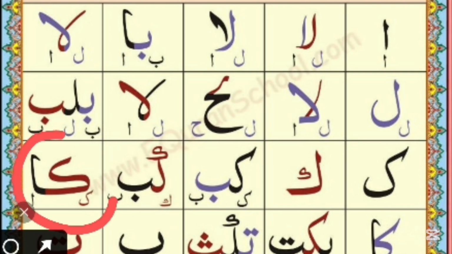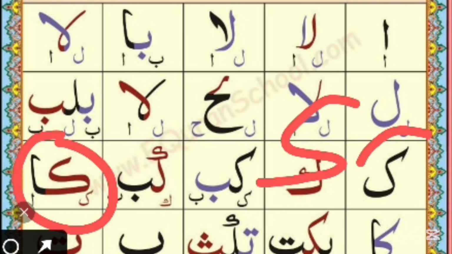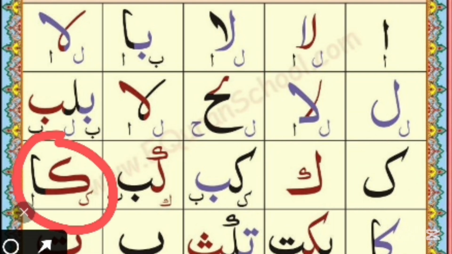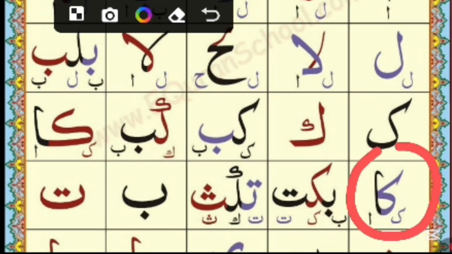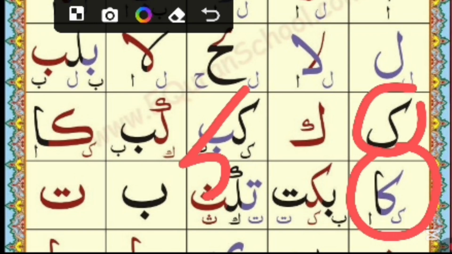In this word, the half shape of this kaf looks like this. The next one is alif, so it will be kaf, alif. In this one, this kaf can also be written in this shape, and the next one is alif. So this word is kaf, alif.